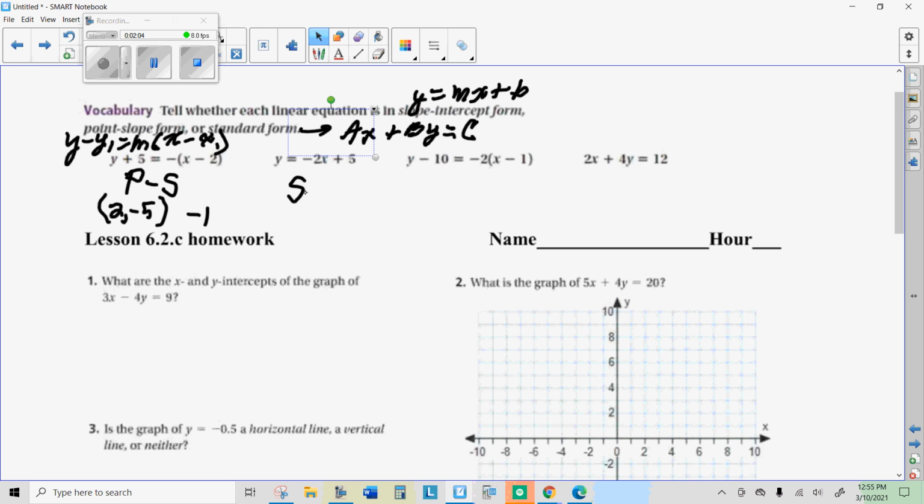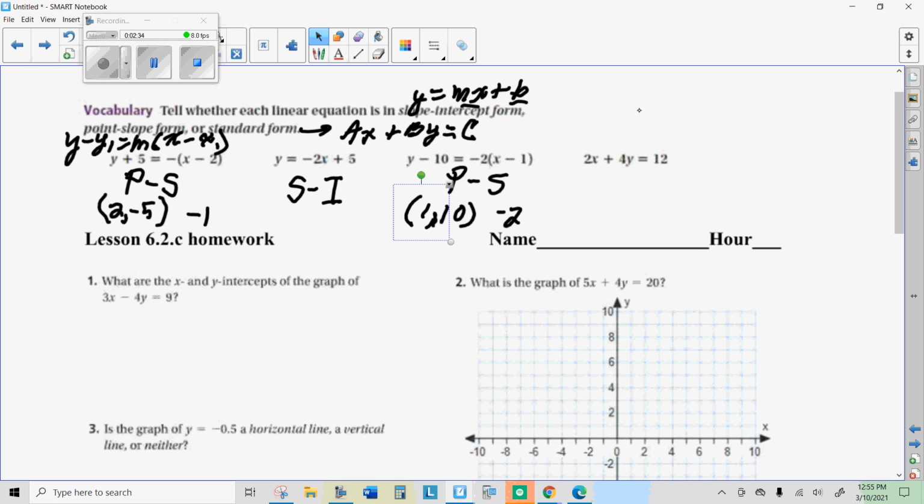This one's in slope-intercept form because you have, just like this, something times x plus something. Okay? This one's obviously in point-slope form. It's the big one. The point being used there is 1, 0. And the slope in that one is negative 2.